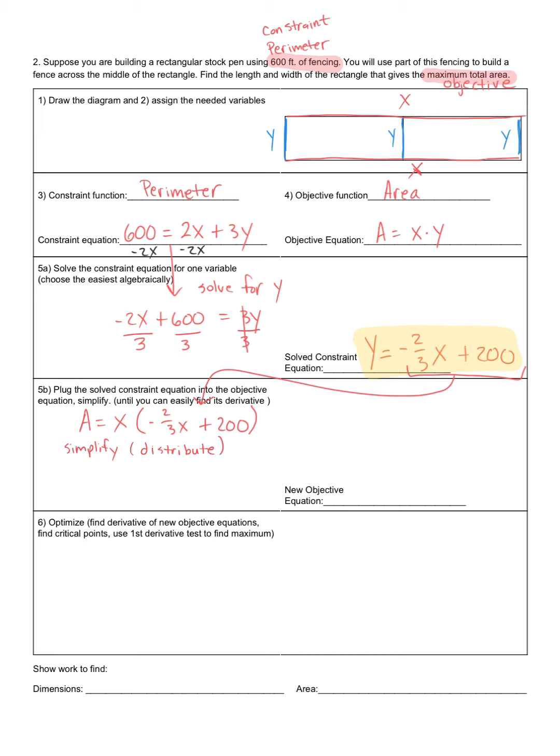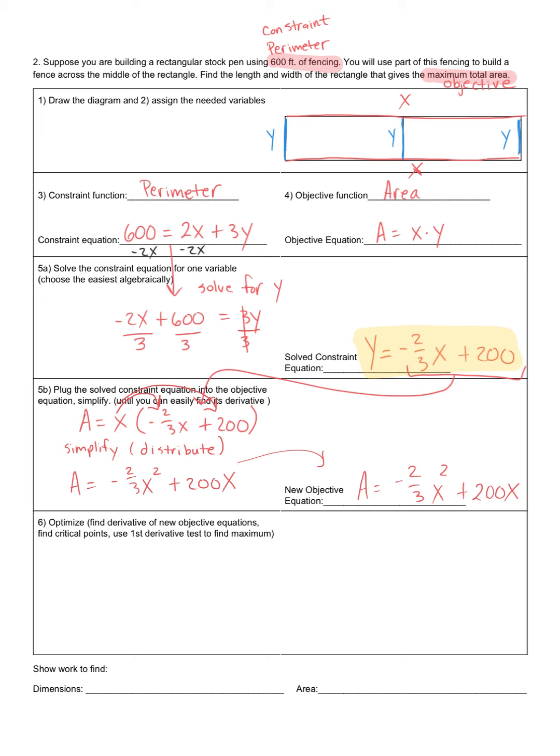All right, so A is equal to, if I distribute here, I get negative 2/3 x squared. And if I distribute here, I get plus 200x. All right, so that is my new objective. A is equal to negative 2/3 x squared plus 200x. All right, on to the next step.